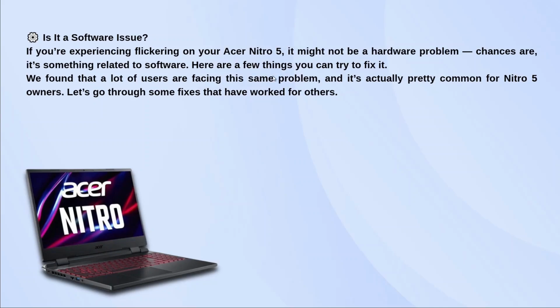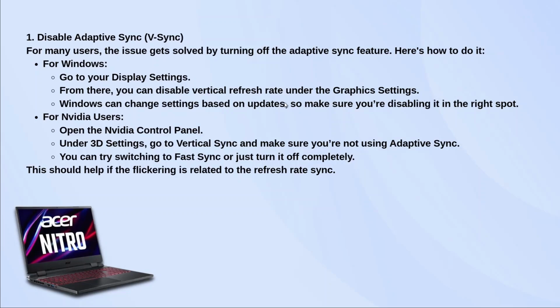One of the first things to try is turning off adaptive sync, sometimes called VSync. On Windows, head into your display settings, then check your graphics settings for anything related to vertical sync or refresh rates. Depending on your version of Windows, the exact wording might differ, so just take a look around.